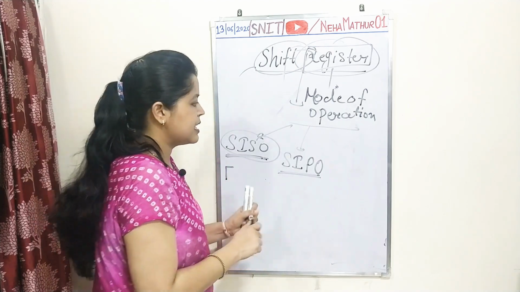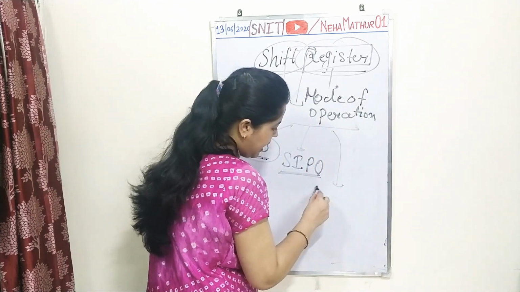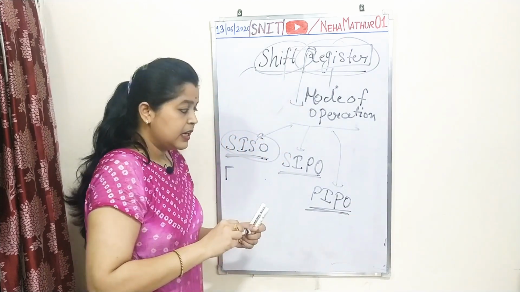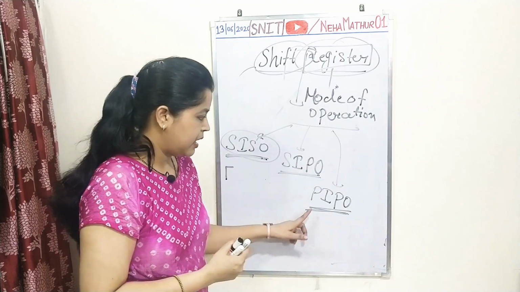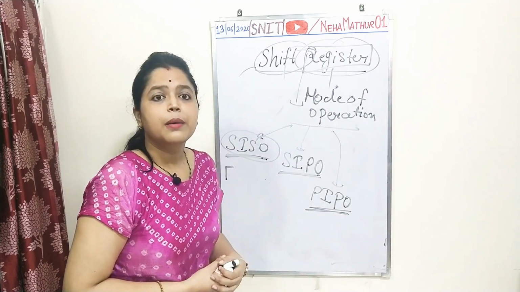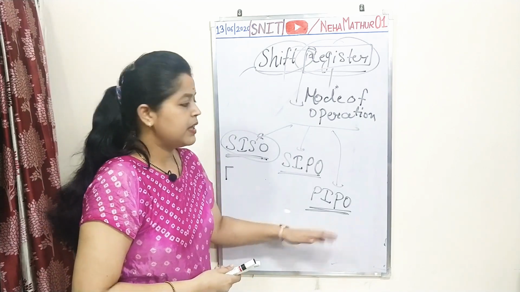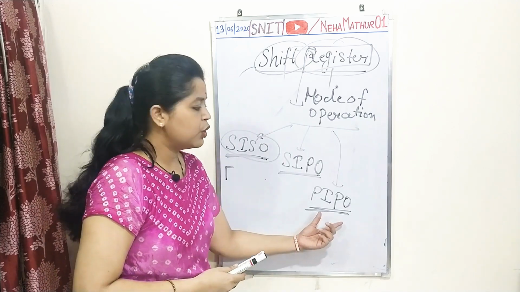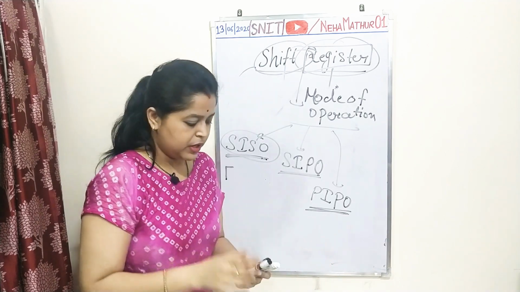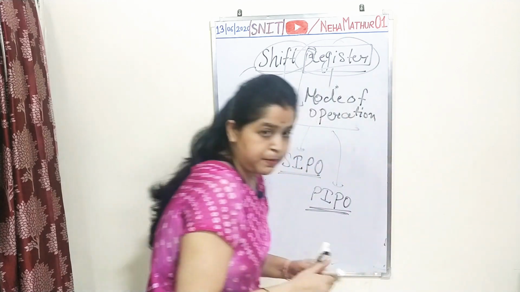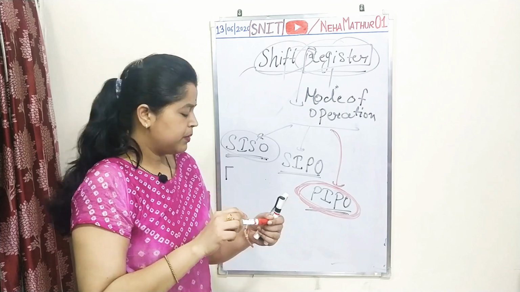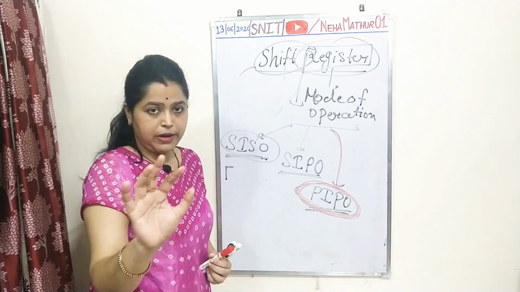So the third classification is parallel input parallel output. That means data is entered in parallel and similarly you are getting your output in parallel form. Here shifting is not possible. In this mode of operation we are not going to shift our data from left to right or right to left. So I will explain this. Here I am just highlighting this. So just leave this for 5 minutes.